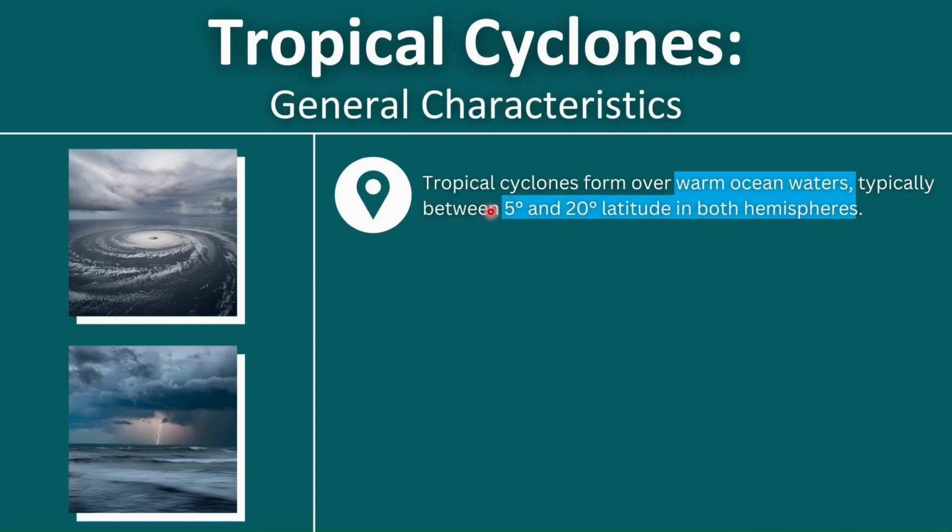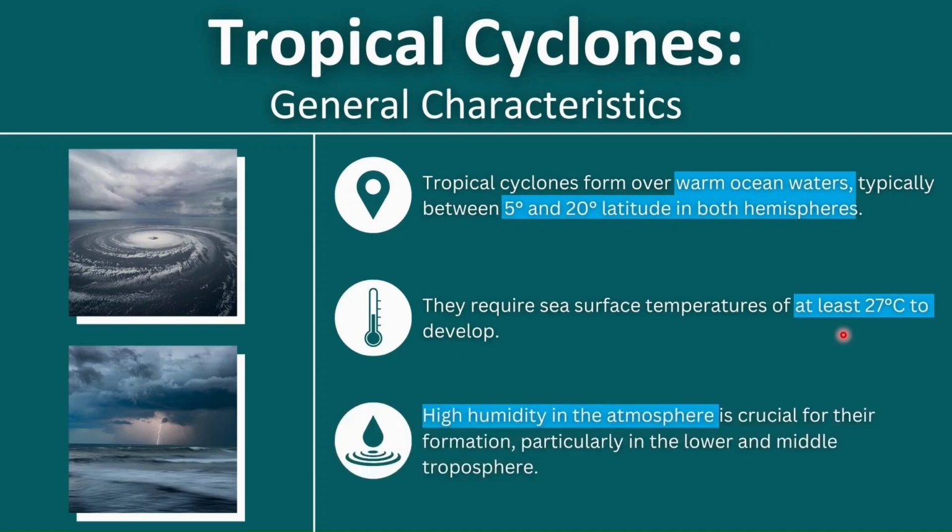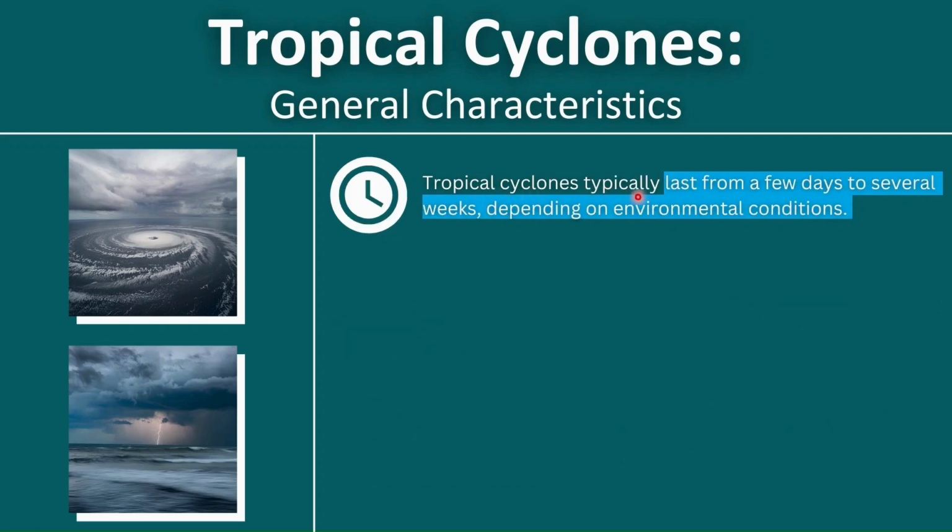So first, we're going to be looking at the general characteristics of tropical cyclones. Tropical cyclones form over warm ocean waters, typically between 5 degrees and 20 degrees latitude in both hemispheres. They require sea surface temperatures of at least 27 degrees Celsius to develop, and I'll explain exactly why once we get to the conditions necessary for formation. High humidity in the atmosphere is crucial for their formation, particularly in the lower and middle troposphere. Tropical cyclones typically last from a few days to several weeks depending on environmental conditions.